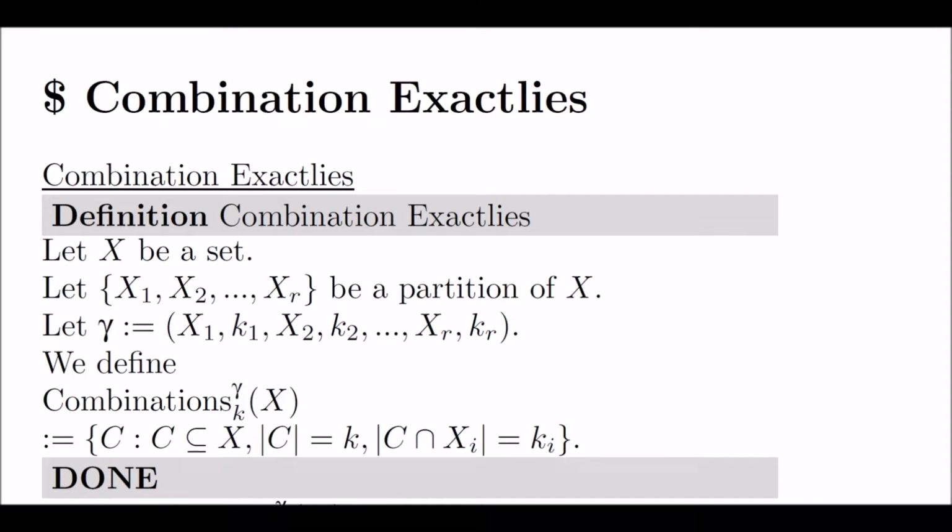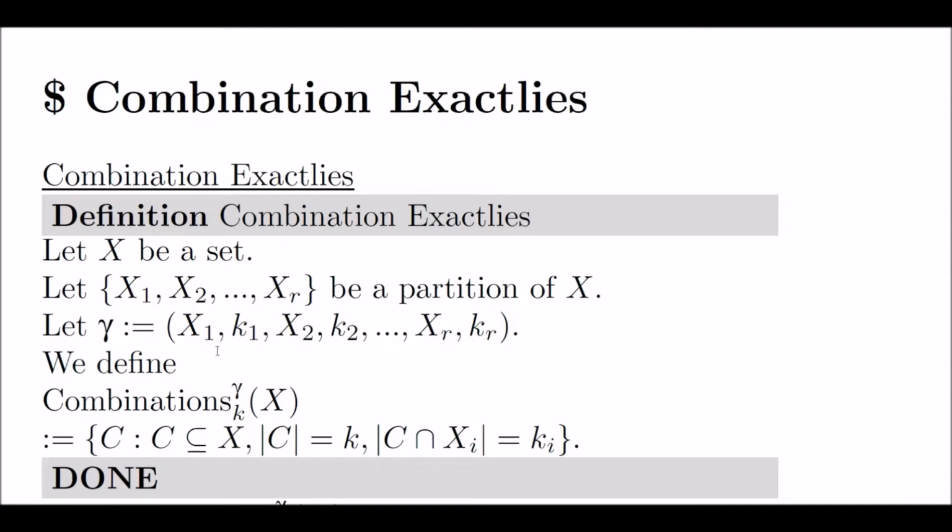Now I'll call this next thing combinations with exact counts. So here's the definition. Don't worry too much about this definition. Let's say X is a set, and let's say you split capital X into a bunch of pieces. So you've got this piece X1, X2, up to XR. That'll be a partition of X. So these are just pieces that you're splitting this original set X up into.